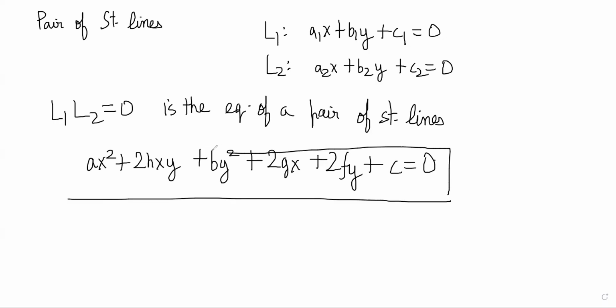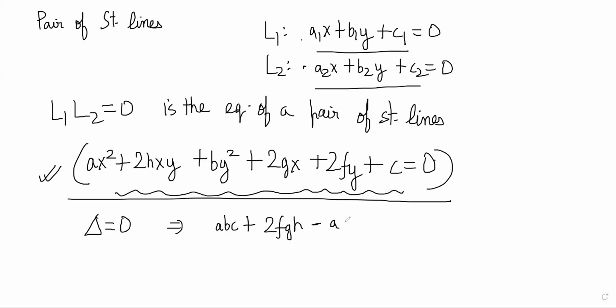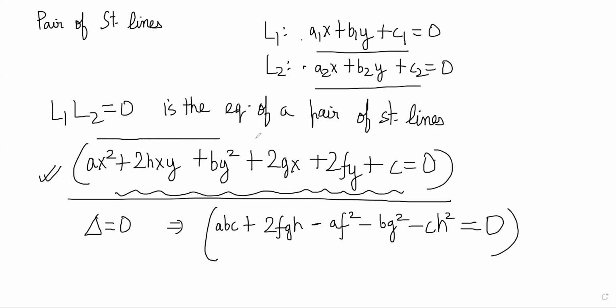This becomes my general equation, and the condition that this is a pair of straight lines is that you are able to factorize this 2-degree quadratic in x and y in terms of two linear equations, right? Because after multiplying these two only we were getting this, right? So the condition that it factorizes into two linear equations is that del is 0, and del is basically abc plus 2fgh minus af square minus bg square minus ch square. If that is 0, then you will be able to factorize this equation into two separate straight lines, right?